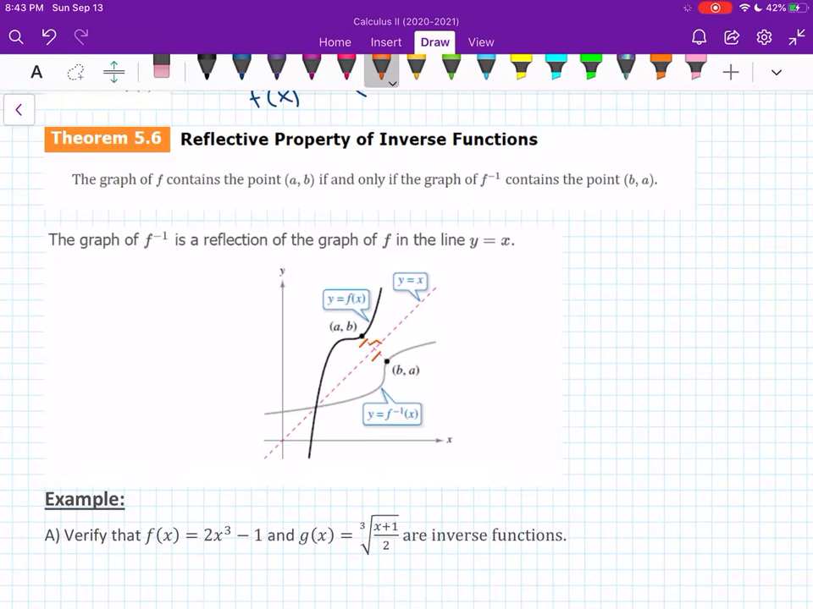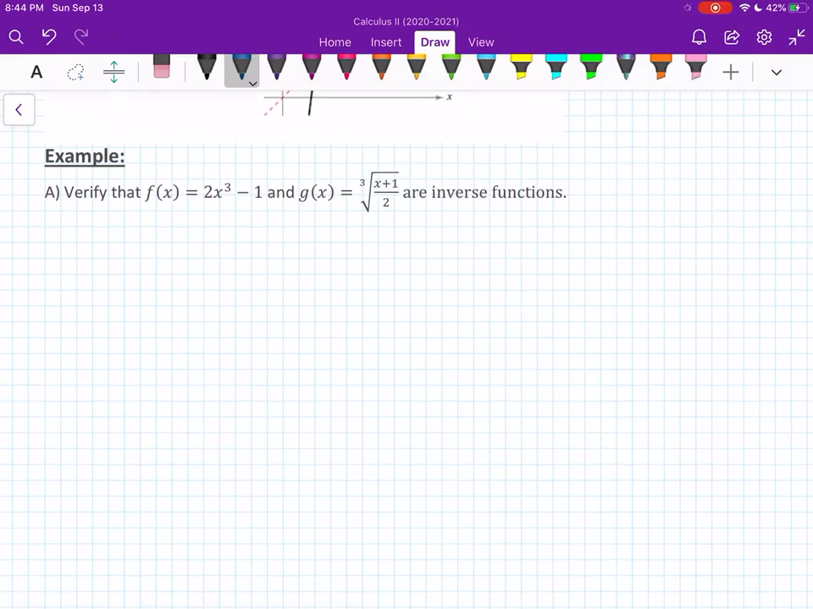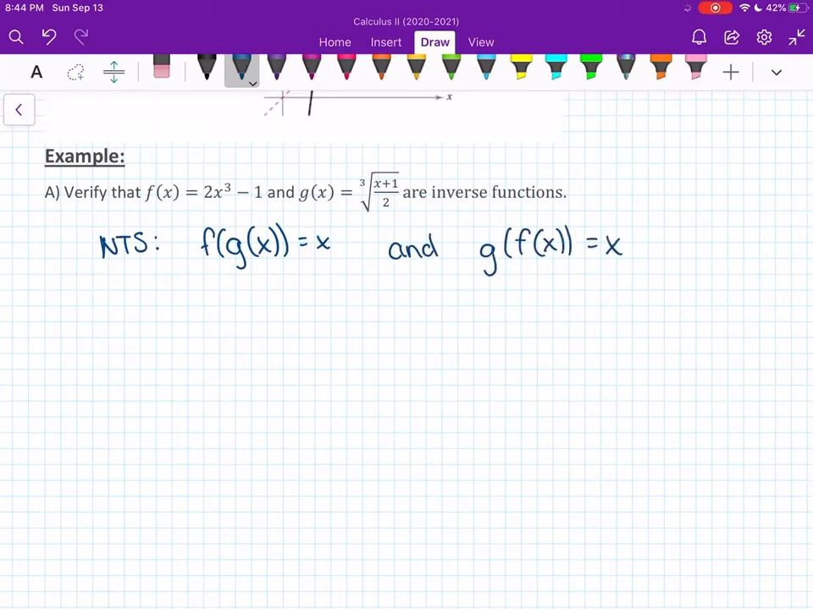It's exciting. Okay, our first example. Let's verify that these two functions, f equals 2x cubed minus 1 and g equals the cube root of (x plus 1) all over 2, are inverse functions of each other. So if I go back to the definition, it reminds me that I need to show, so I use NTS for need to show all the time, that f of g of x equals x, and I also need to show, you have to show both, g of f of x equals x, okay? Because they have to be inverses of one another.